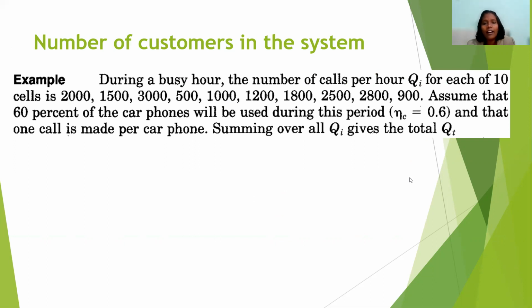Okay. After the maximum number of frequency channels per cell has been implemented in each cell, then the maximum number of calls per hour can be taken care of in each cell. So now they take the maximum number of calls per hour in each cell. So number of calls per hour in each cell is Qi. Qi is nothing but the maximum number of calls per hour in each cell.